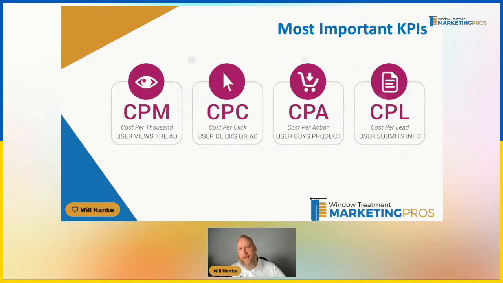Now, when it comes to KPIs, key performance indicators, there's a couple different things that you can track. You can track how much it's cost you to show your ad 1,000 times. Cost per click, or how much it's costing you every time somebody does click on your ad. Cost per action typically is tied to an e-commerce situation. More often, the customer actually bought your product, or they did some action. It could also be that they signed up for your newsletter or something like that. And then cost per lead is when a user submits their info to become a lead, or they raise their hand in some particular way.